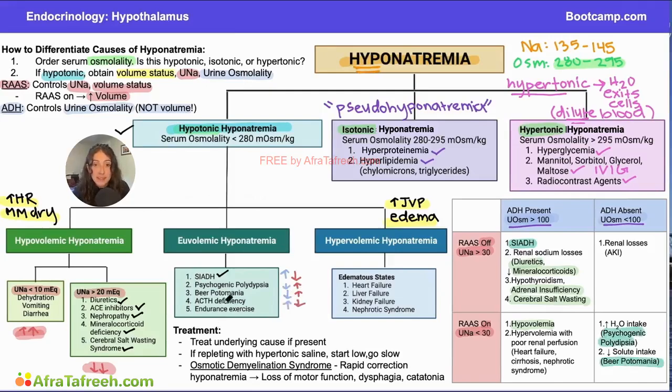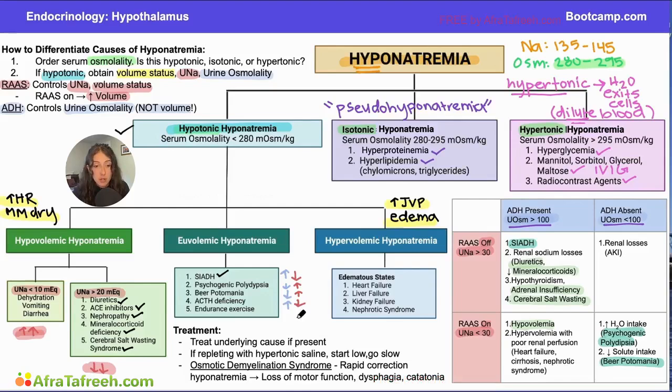So for both psychogenic polydipsia or beer potomania, you're going to have ADH off, but RAAS is going to be on. And then finally, with ACTH deficiency, the key thing to remember here is that your RAAS system is going to be off, but your ADH is going to be present, and that should make sense to you, because when you have low ACTH, it's deficient, you are going to have more CRH, because there's not that negative feedback occurring, right?